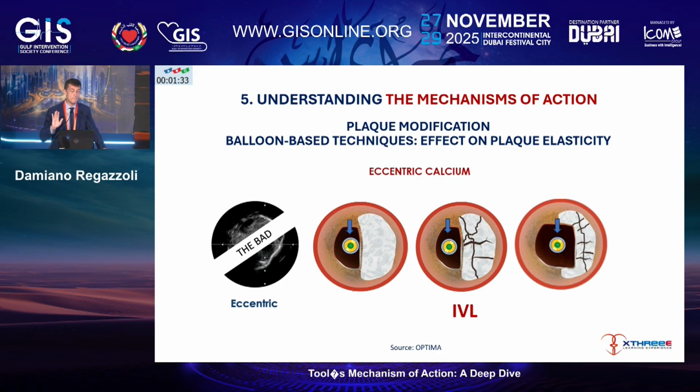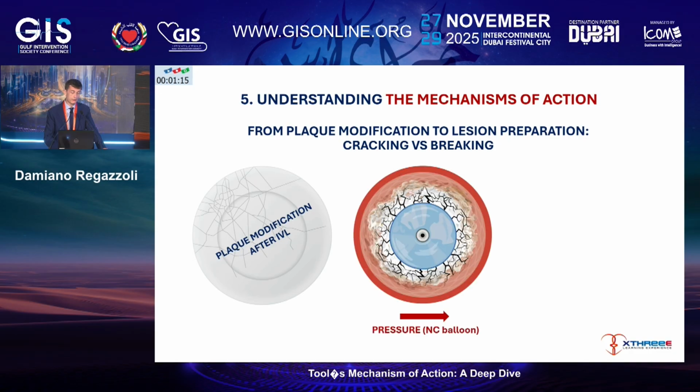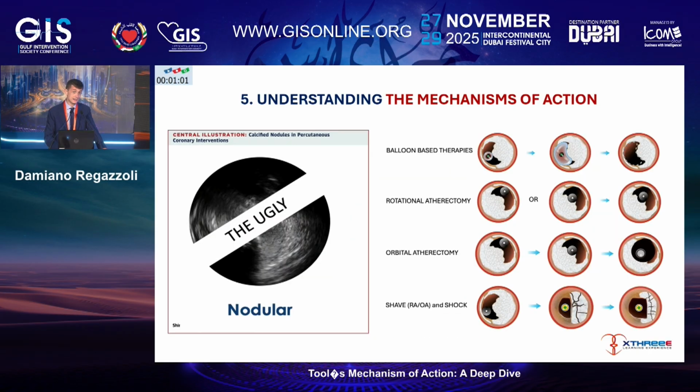So a good choice may be IVL, because IVL obviously works better when the calcium is concentric, but it works well also with eccentric calcification when the calcium is on one side, and then again after doing IVL you did a good plaque modification and you are ready for your lesion preparation with non-compliant balloon. So it is possible that for eccentric calcification, IVL or lytics may be good choices in order to prepare the lesion. The last one is the ugly.